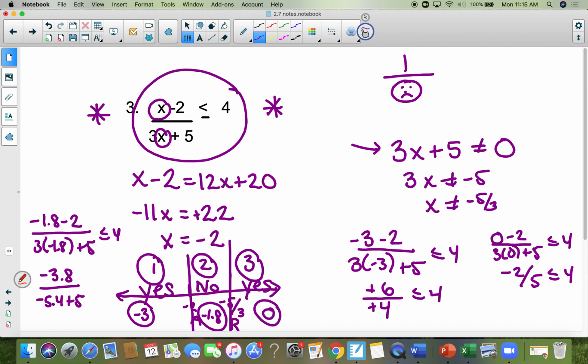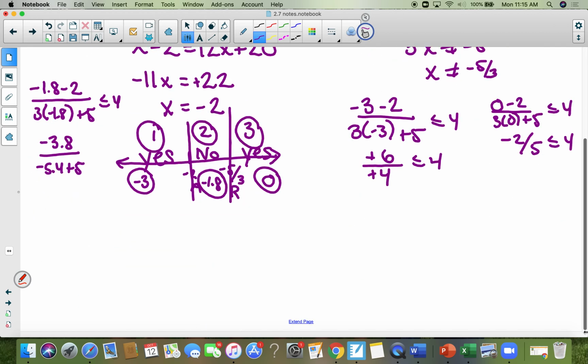So the answer to the problem is this. There are two yeses, so one is negative infinity to a negative 2 with a bracket, because a negative 2 is an answer, so you can use a bracket. Negative 5/3, it can't be a negative 5/3, and that's why there's a parenthesis. So that's why it's important to have the A's and the R's located.